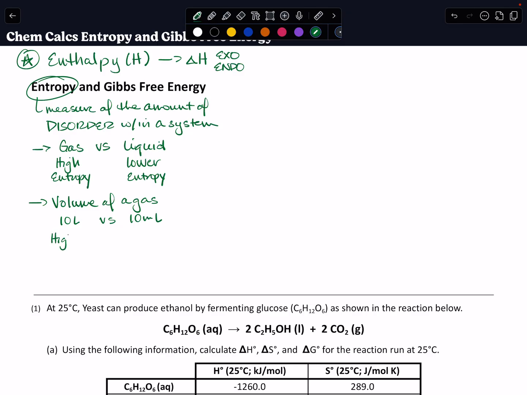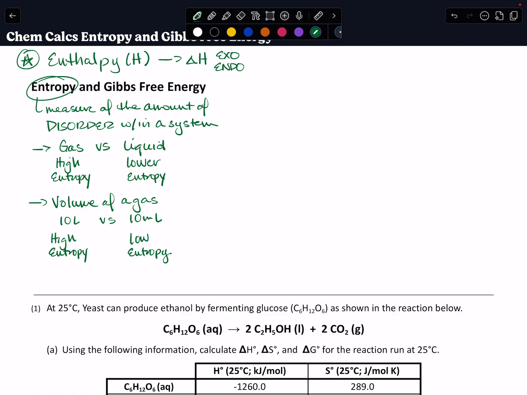So that larger volume would be high entropy, and that smaller volume would be low entropy. So when you talk about the entropy of a system, these are some things you need to think about. If you're talking about the reactants for a particular reaction and you're comparing reactions, reactions with multiple reactants compared to, say, a single reactant, if you have multiple reactants, you're going to have more disorder because you're going to have a lot more mixing of these components versus a single substance.